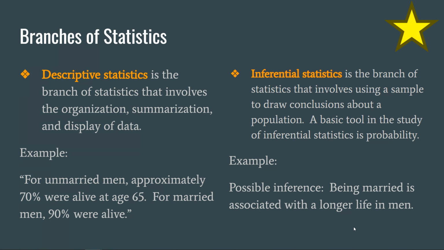Now that does not mean that married men will all be alive at 65. Obviously 10% were not. It also doesn't mean that all unmarried men will die by the age of 65. That is also not true. But we can infer that being married is associated with a longer life in men. That we can infer. Okay, so that is all of the notes for this section.